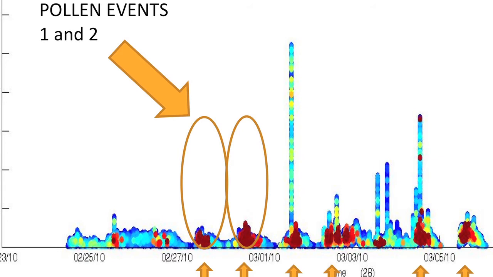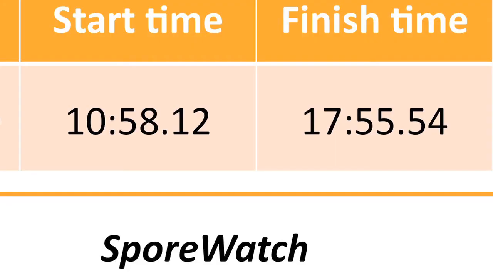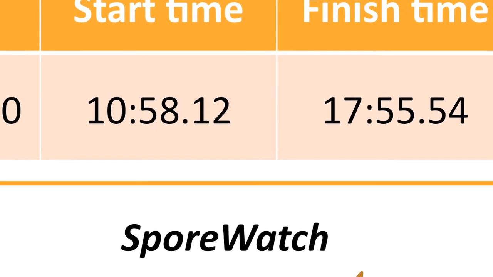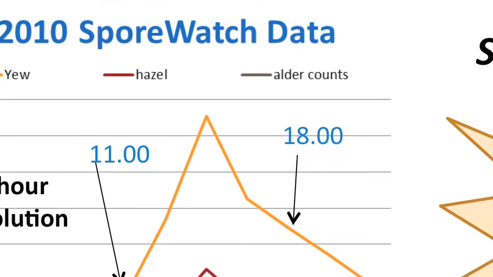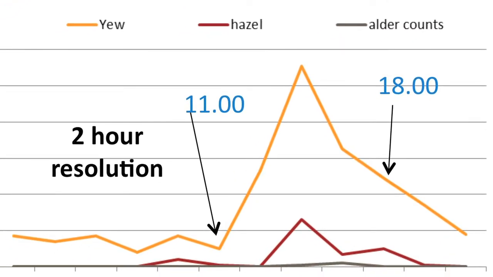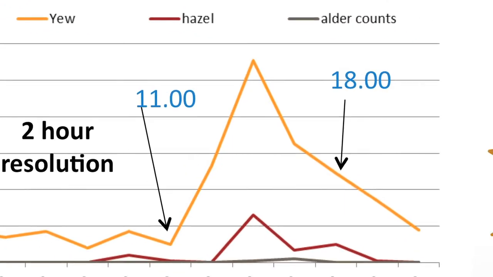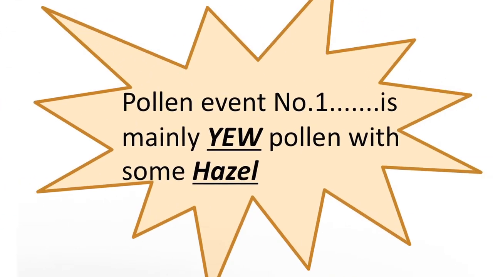The WIBS instrument determined that pollination event number 1 occurred at 10:58 and 12 seconds and finished at 17:55 and 54 seconds. When we correlated this data back to the spore watch, we saw that it correlated very, very well, as can be seen in the graph. And this peak was generally hew, although there was some hazel involved.